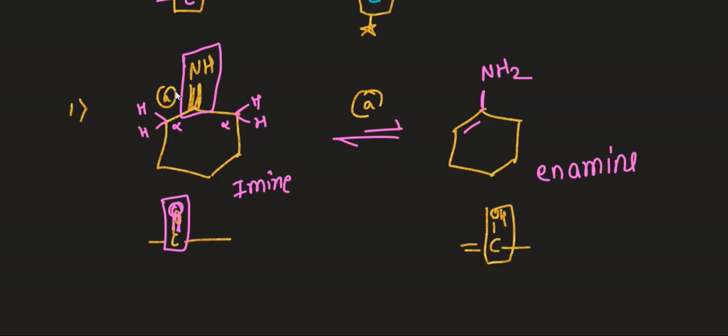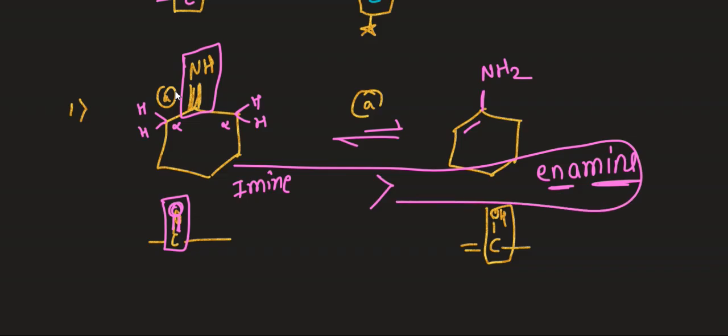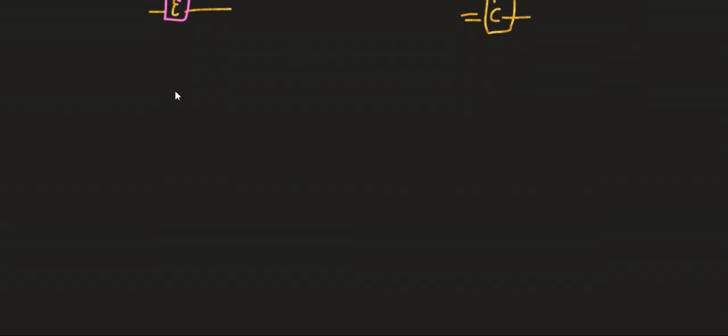The name itself indicates it: en means double bond, amine means NH2. Clear till here? Who is more stable, imine or enamine? Imine is more stable than enamine. Like this you can go for further examples also. I'll give two to three questions so you can try by yourself.